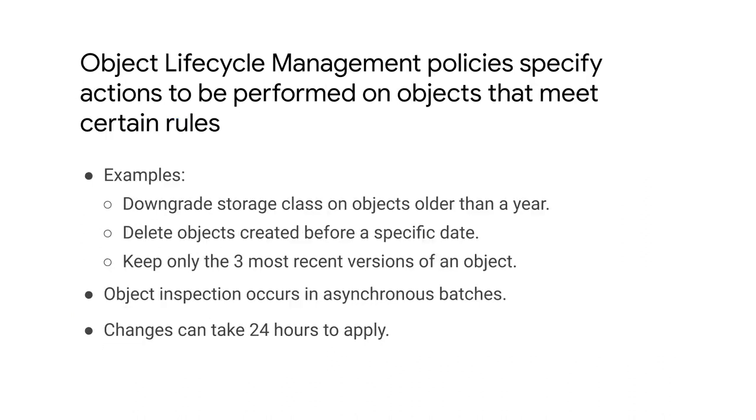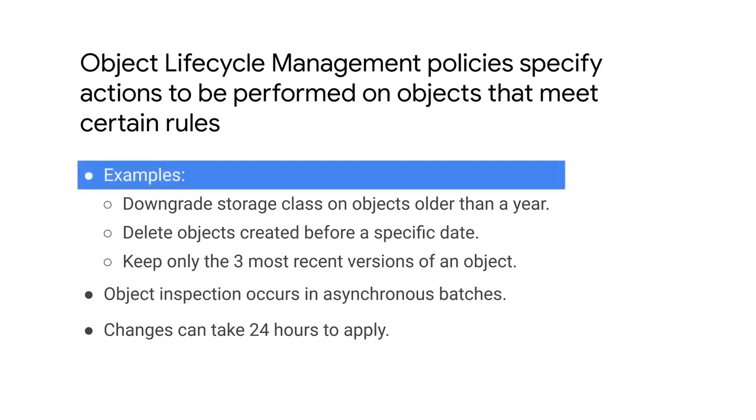To support common use cases like setting a time to live for objects, archiving older versions of objects, or downgrading storage classes of objects to help manage costs, cloud storage offers object lifecycle management. You can assign a lifecycle management configuration to a bucket. The configuration is a set of rules that apply to all objects in the buckets. So when an object meets the criteria of one of the rules, cloud storage automatically performs a specified action on the object. Here are some example use cases.